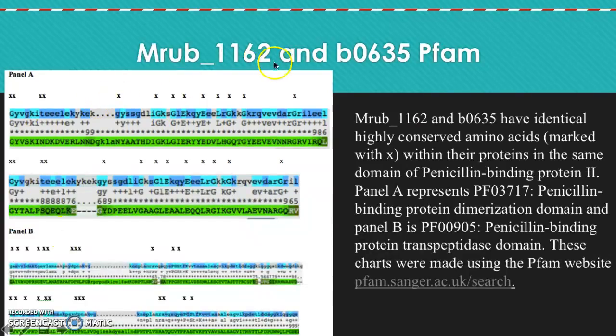We have the same here, except for this pair of genes, we actually have 2 domains. This panel A domain is the penicillin binding protein dimerization domain for M. ruber and E. coli, and for this domain we have the penicillin binding protein transpeptidase domain for M. ruber and E. coli. And as you can see, there are still a fair amount of X's showing identical amino acids.